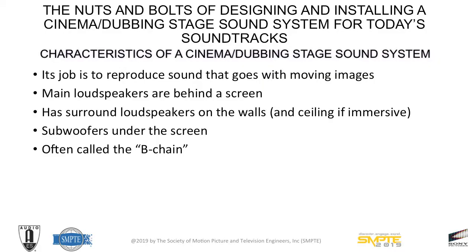So the characteristics of a cinema dubbing stage sound system. Its primary job is to reproduce sound that goes with moving images. I think that's pretty obvious. One of the main characteristics is that the main loudspeakers are behind a screen. It's got surround speakers on the walls, and if it's an immersive sound system, also on the ceiling. It's got subwoofers down under the screen usually. And in the vernacular, we often call such a system the B chain. You'll hear that referred to several times in our presentation today, the B chain.